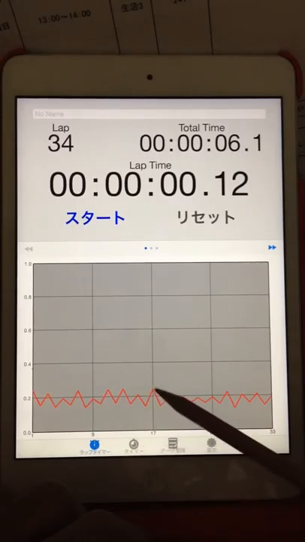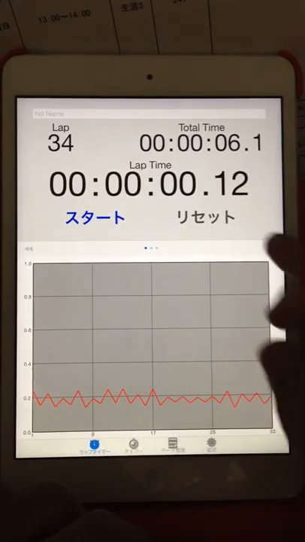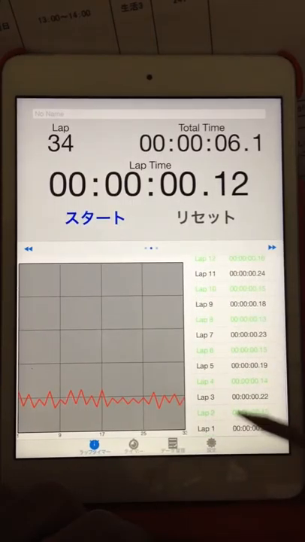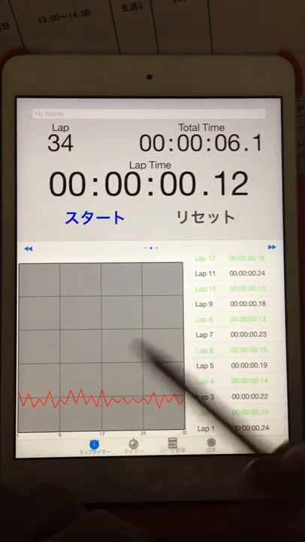Strongest bounce is this. 1, 2, 3, 4. The difference is 10. 10 means 100 milliseconds divided by 0.36 equals 28% bounce. It's near 1/3.